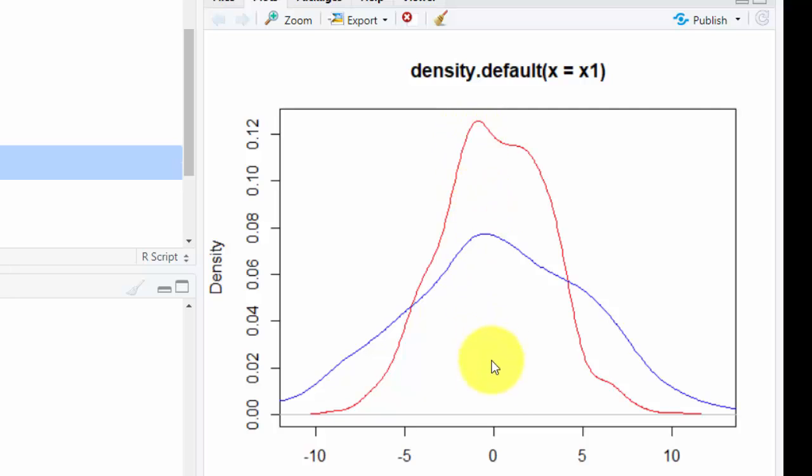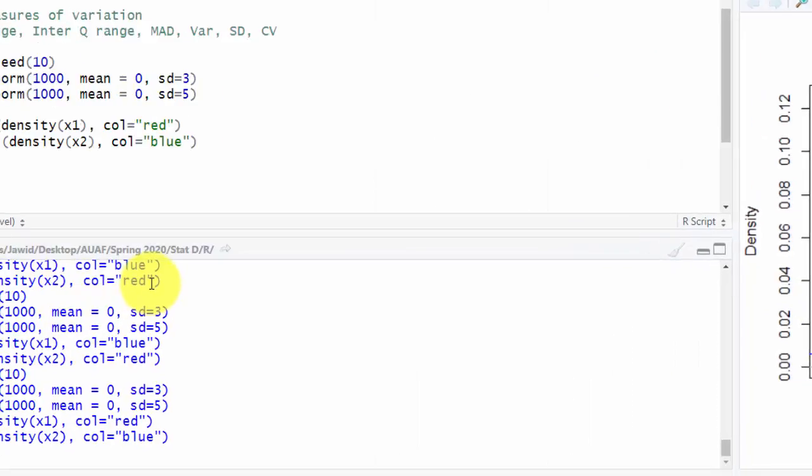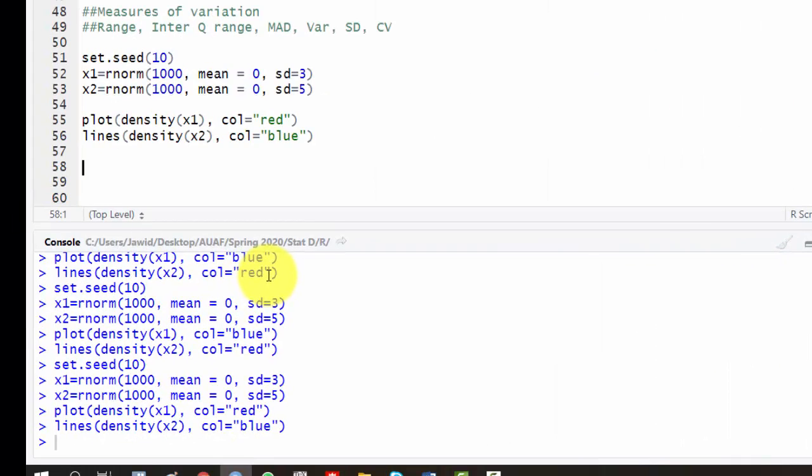The mean of both variables is 0, which is located in the center here. Now, if you compare the two graphs, the red one and the blue one, you see that we have more variation in the blue one. And if you check the red one, the density is more compact around the center, but in the blue one, the density is more spread around. Graphically, we can see that x1 has less variation than x2. Now let's see how we calculate different measures of variation in R.